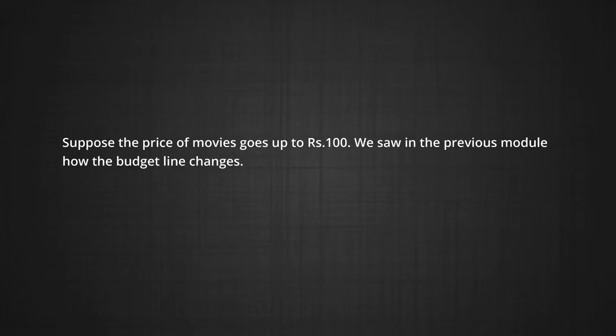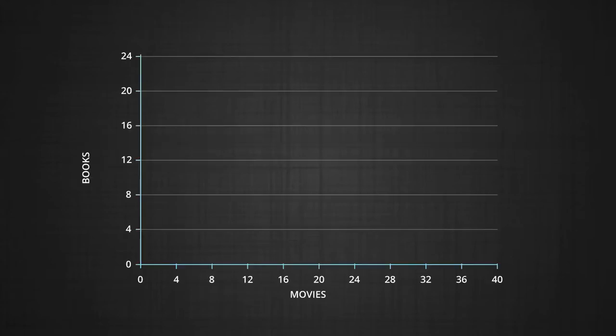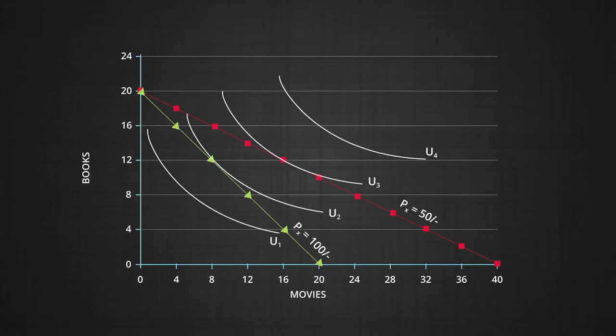We saw in the previous module how the budget line changes. This is depicted in figure 2 shown here. Superimposed on the budget lines is the consumer's indifference map. The consumer's old equilibrium, E1, is now beyond his new green budget line. He cannot afford it anymore. His new equilibrium is where his new budget line is tangent to the highest possible indifference curve, and this is at E2. He now consumes only 10 movies and 10 books rather than 16 movies and 12 books that he was consuming earlier. Notice that the number of movies consumed has gone down as the price of movies has gone up.